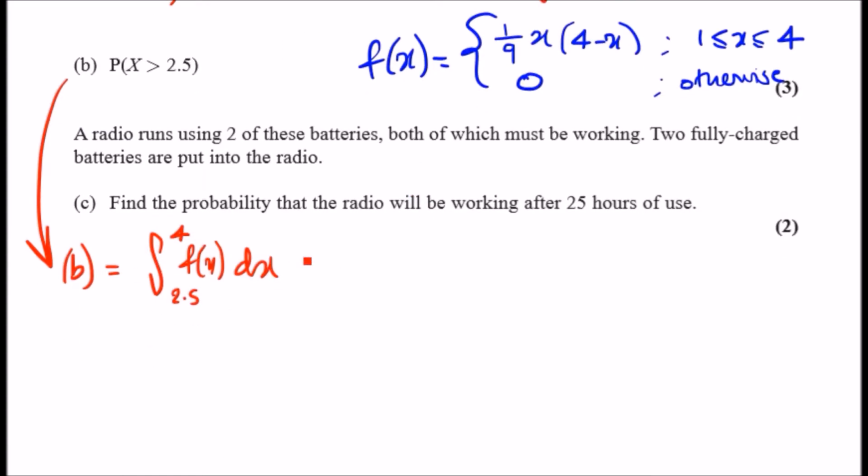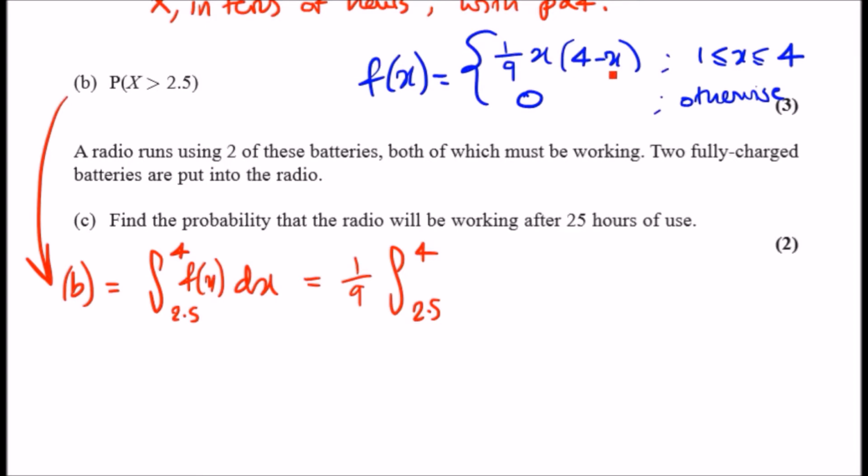Very easy. So firstly, because you've got 1 over 9, I'll show you a nice trick. Just whip it outside like you did for part A, pop it outside, and you're going to have the integral from 2.5 to 4. Simplify this part. So x times 4 minus x would be 4x minus x squared dx. And this part is fine now.